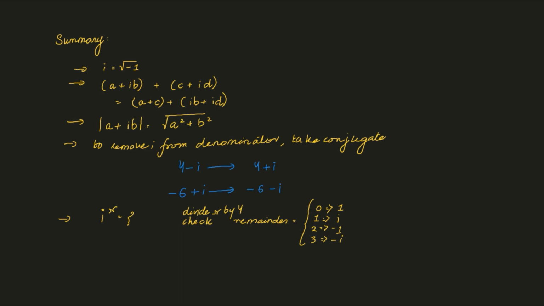And then we talked about, to remove i from the denominator, we take the conjugate. So the conjugate of 4 minus i is 4 plus i. You just change the sign in the middle. And minus 6 plus i is minus 6 minus i.